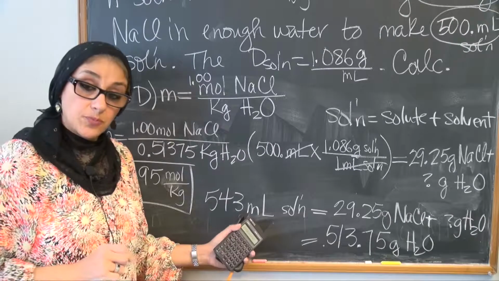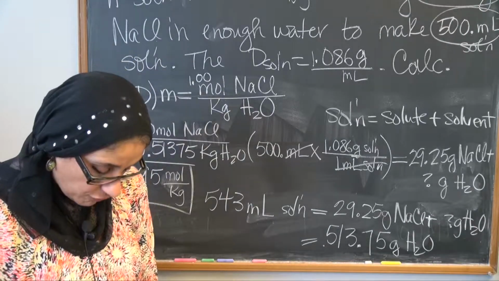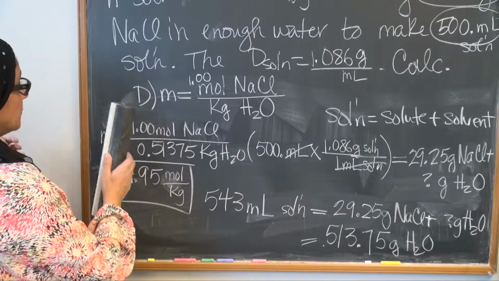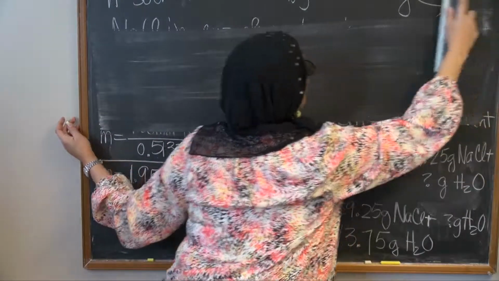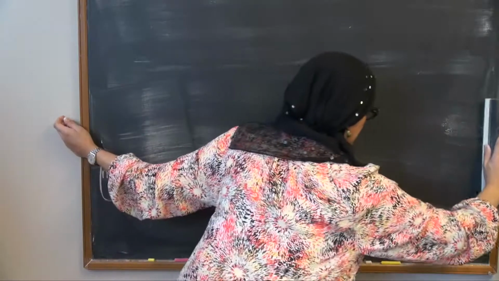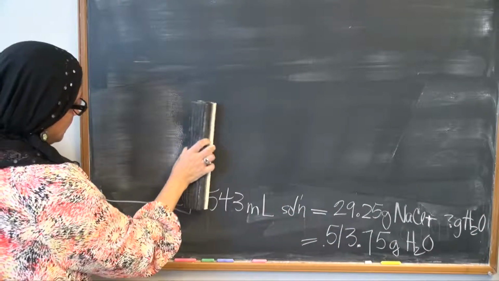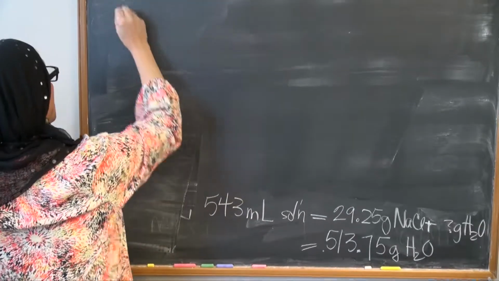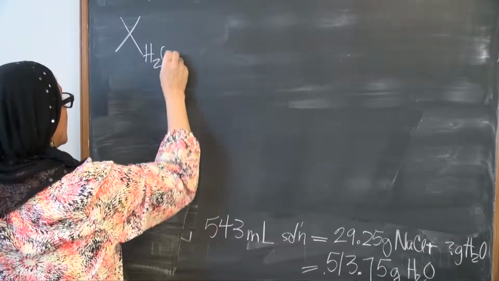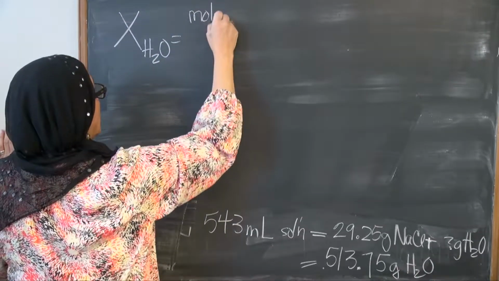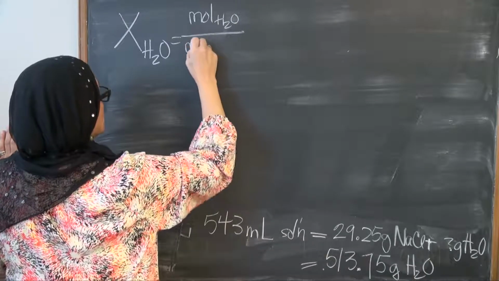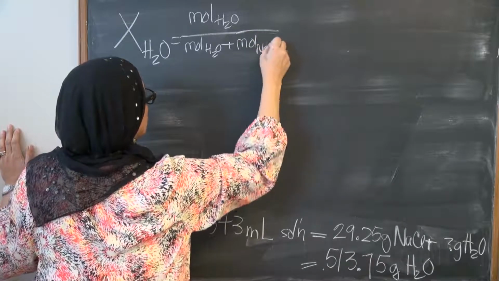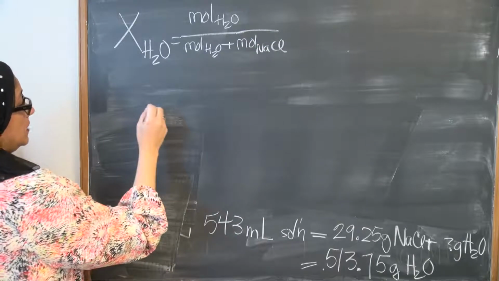Now I'm not going to erase this part to do the last calculation of mole fraction, because we're going to use these numbers here in just a moment. Now to do the last calculation of mole fraction, all right, so mole fraction, and I specified water. So let's figure out, this is going to be moles of water divided by moles of water plus moles of sodium chloride.